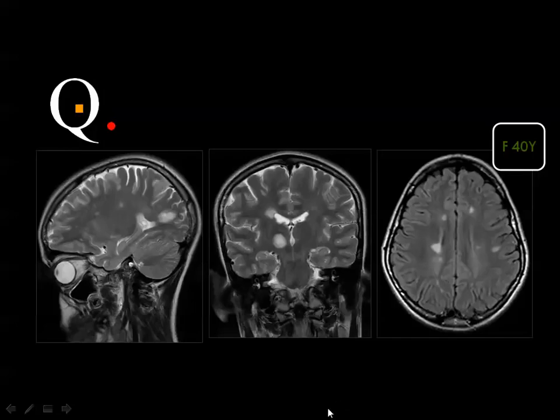The lesion. Okay, multiple, variable sized, periventricular white matter foci of high T2 signal, not surrounded by edema, and exerting no mass effect. And with this age of the patient, this is diagnostic of MS.